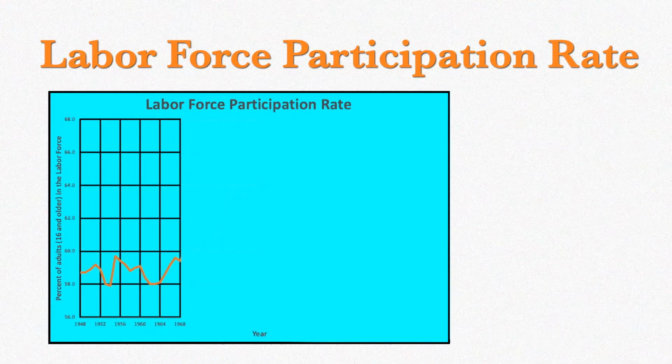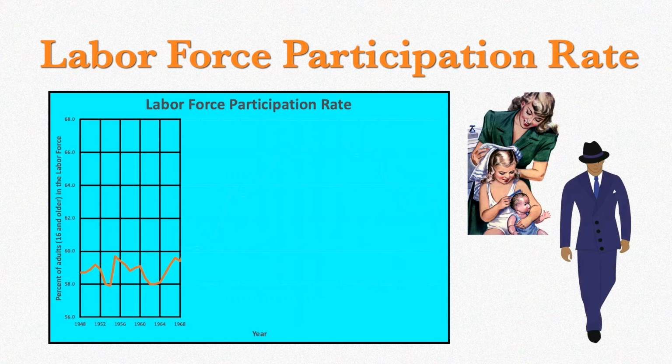This number is the percentage of Americans 16 or older who either have a job or are looking for a job. Even small changes in this number can have a huge effect. From 1947 through 1967, that number was consistently between 58 and 60%. Most married women didn't work, and almost all men did.